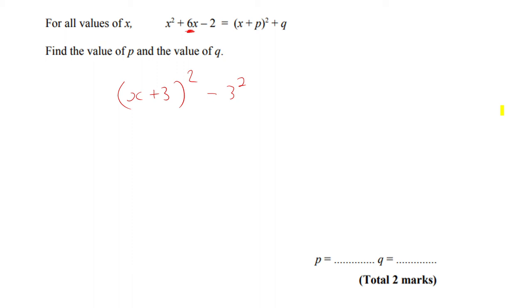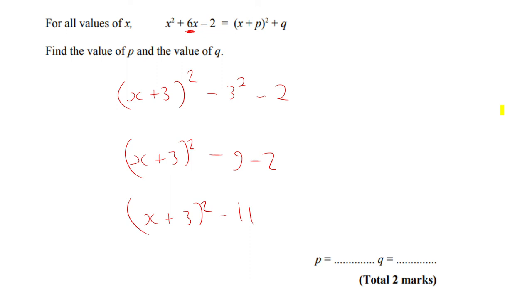And then also, to finish off, we have a minus 2 here. And then just to clean up a bit, because we need it in the form p and q there. So we have x plus 3 squared minus 9 minus 2, and that just becomes x plus 3 squared minus 11.